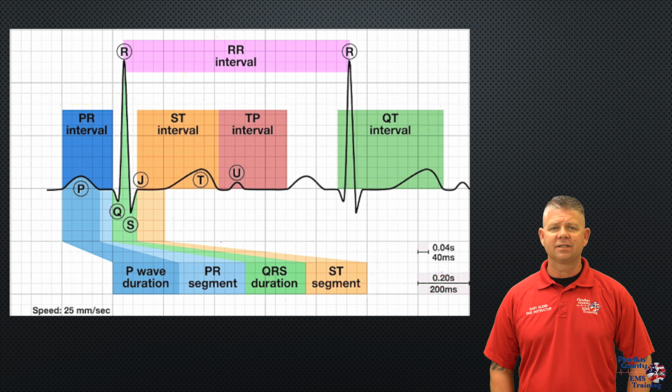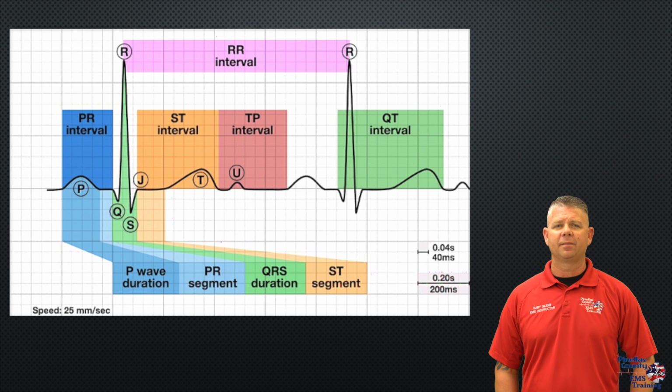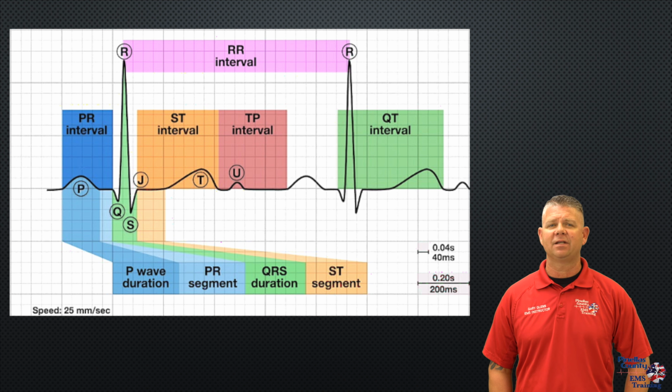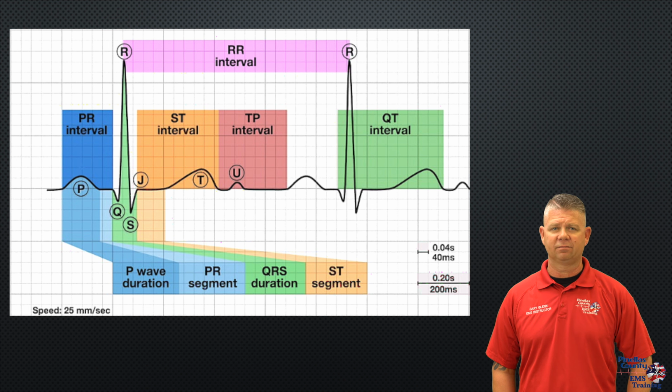Some things that could cause these AV node delays could be beta blockers, calcium channel blockers. Patient could have a first degree AV block, hypothyroidism, or digitalis toxicity. A PR of less than 0.12 seconds would indicate that the impulse originated from an ectopic area other than the SA node. Could also indicate that the signal did not pass through the AV node, such as Wolff-Parkinson-White syndrome.